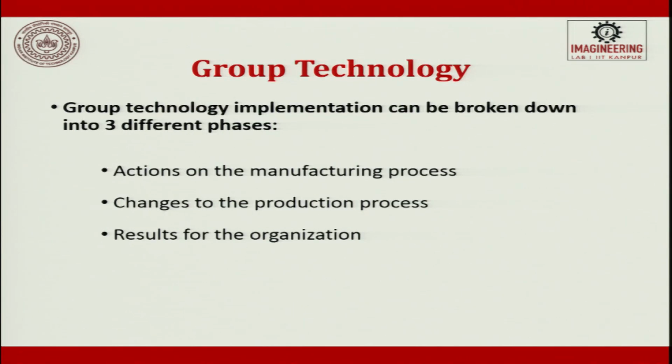So, group technology implementation can be split into 3 phases. First, action on the manufacturing process will be the first phase. Changes to the production process will be the second phase. Results for the organization will be the third phase. So, these are the 3 different phases which all happen during the group technology implementation in a factory.